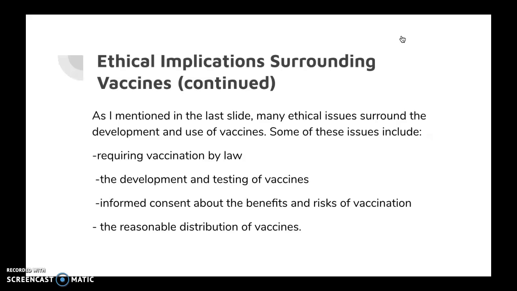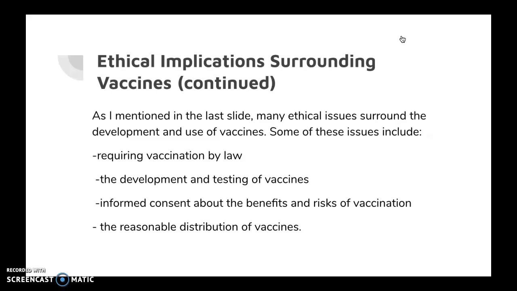Continuing on to that, as I mentioned in the last slide, there are many ethical issues surrounding the development and use of vaccines. Some of the issues include: 1. Requiring vaccination by law. Some questions regarding this issue include, what is the balance between personal choice and protection of at-risk members in the population, and is it appropriate to legally mandate vaccines during public health emergencies or for school entry?